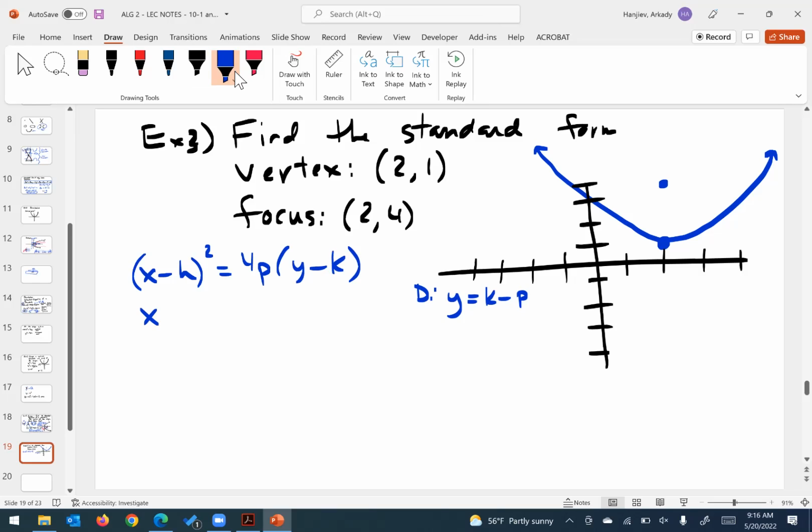Awesome. There it is. h is 2, the movement horizontal. k is 1, the movement vertically. And then p would be 3, the distance from that focus to the vertex. What is this here? 3, everybody? Tell me if you guys agree. Okay, I agree. But what do we do with that then?